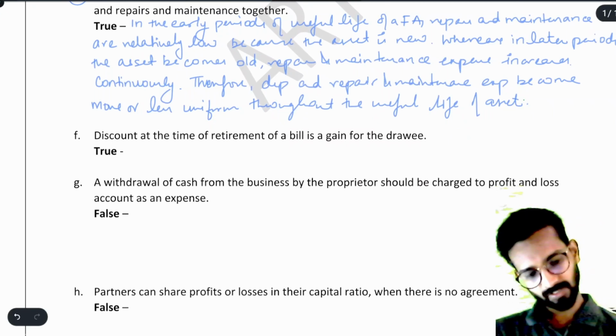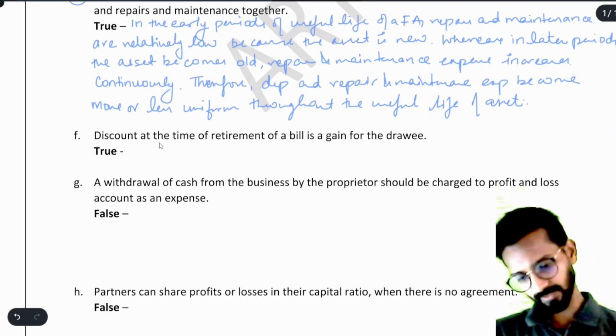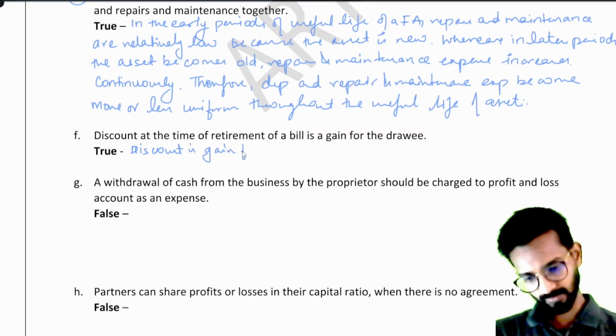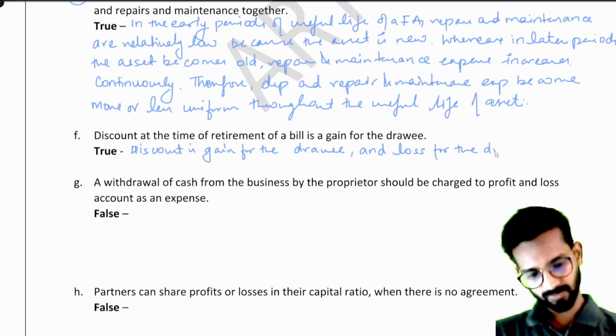Now after that, discount at the time of retirement of a bill is a gain for the drawee. Absolutely true. So you will write here, a true discount is a gain for the drawee and loss for the drawer.